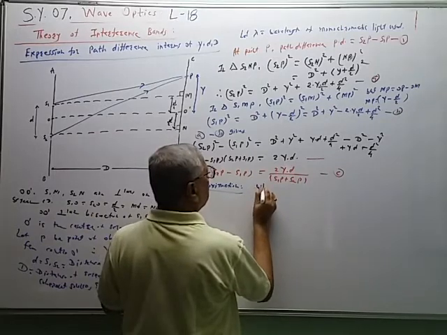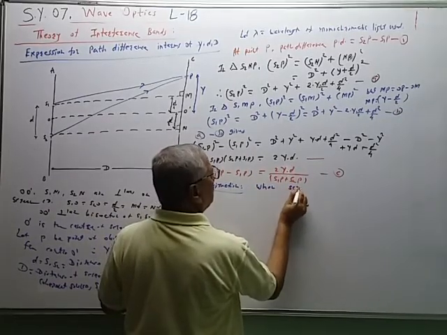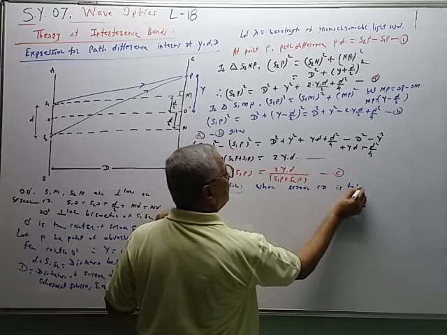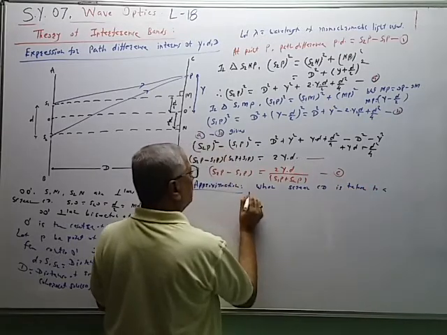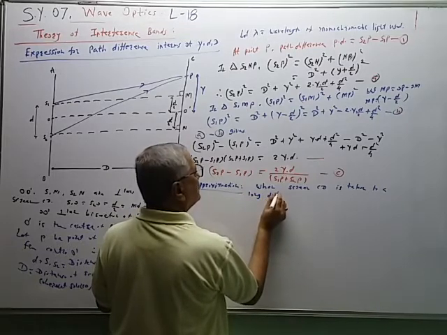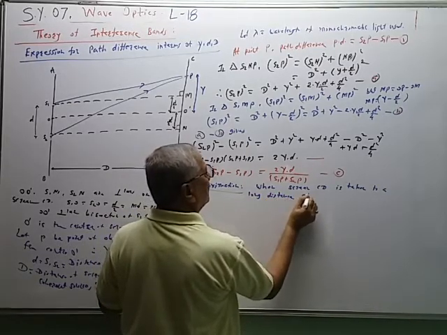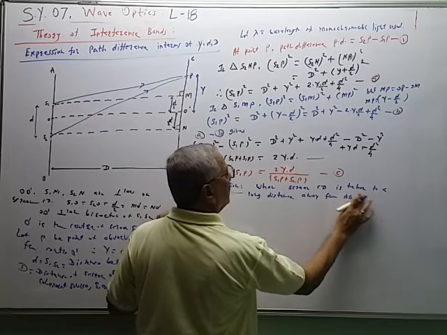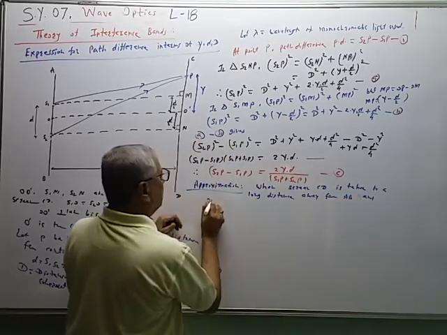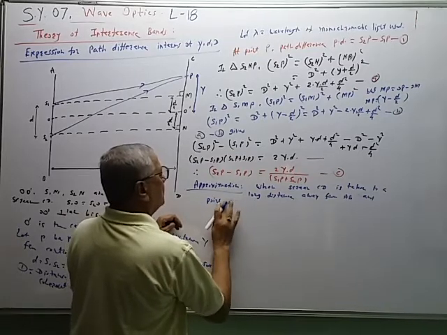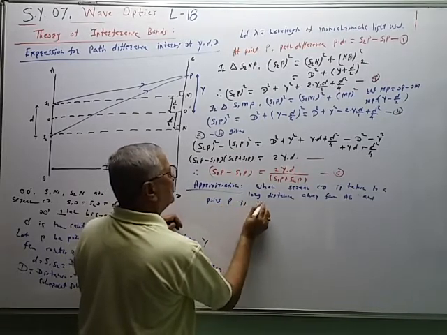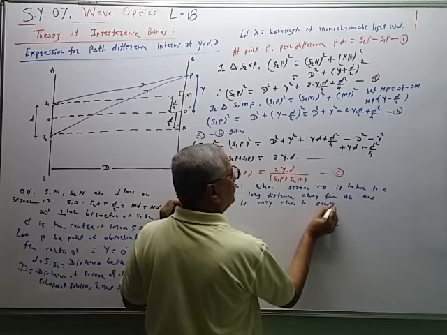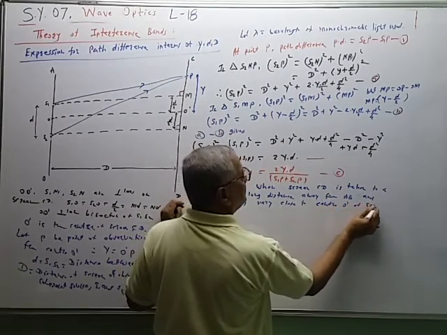When the screen CD is taken to a long distance away from AB, and point P is very close to center O dash of the screen CD.